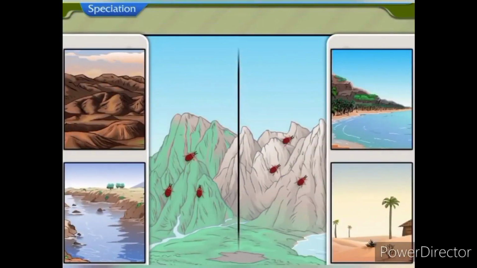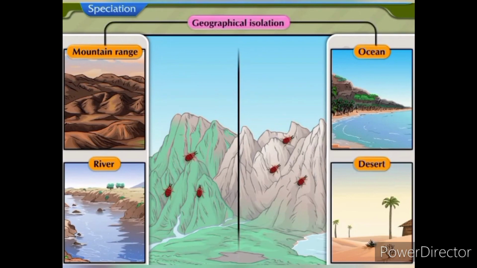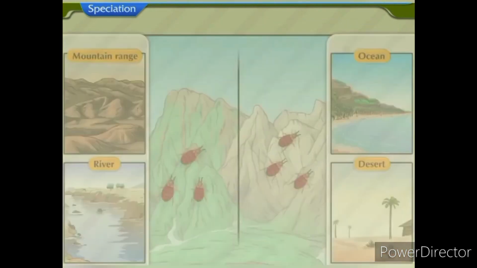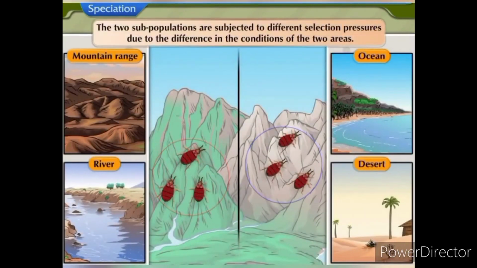geographical barriers such as mountain range, river, ocean, desert, etc. This is called geographical isolation. The two subpopulations are subjected to different selection pressures due to the difference in the conditions of the two areas.